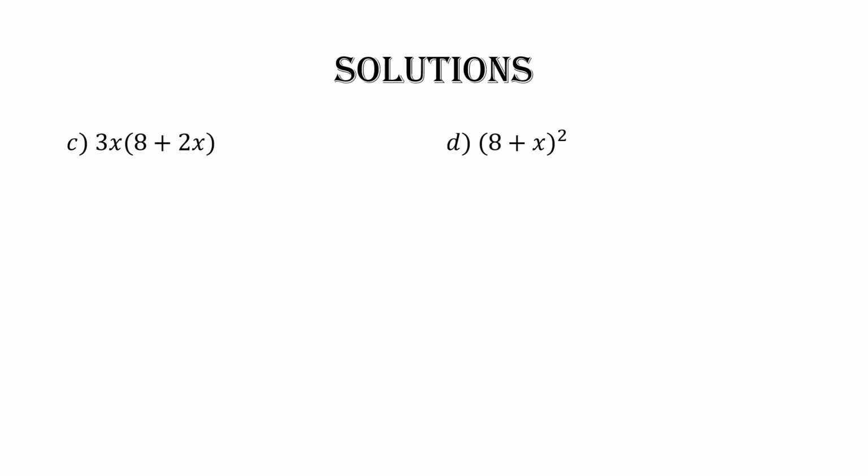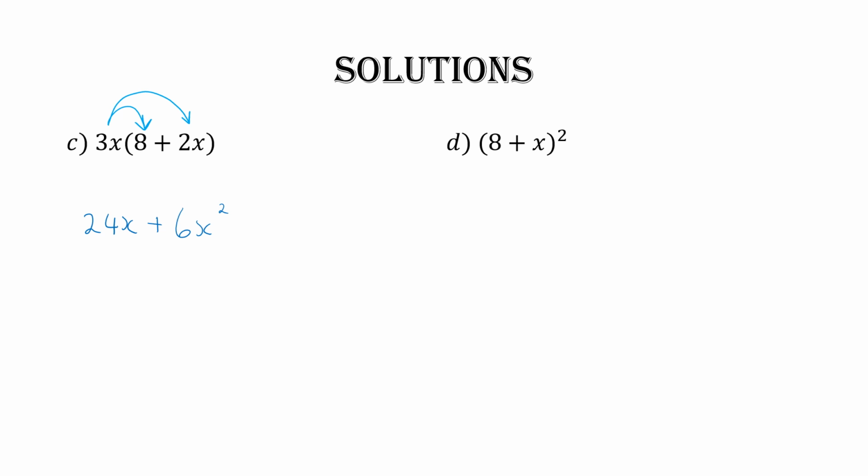Right, so for the next one, C, again, this one is a simple distributive law. Well, all of them are basically distributive law. So we have this by that, and then we have this by this. So let's see what happens when I solve that. 3x by 8, I'm supposed to get 24x. 3 times 8 is 24, and the x remains, plus 3x by 2x, that would be 6x squared.